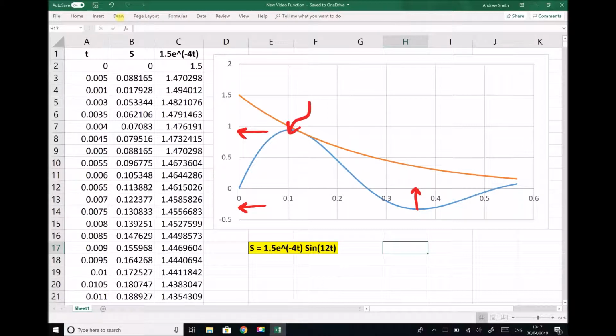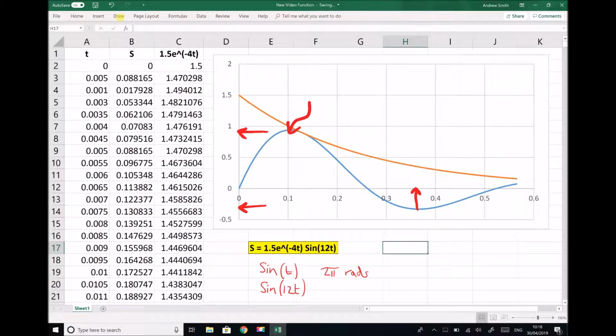Okay, so in order to determine the location of our second point, we need to recall some theory from when we looked at graph sketching. Because we know the function sine t, as an example, will repeat every 2 pi radians. Therefore, the peak-to-peak distance would be half of that, or pi radians. But we don't have the function sine t here. We have a product of the function sine 12t.